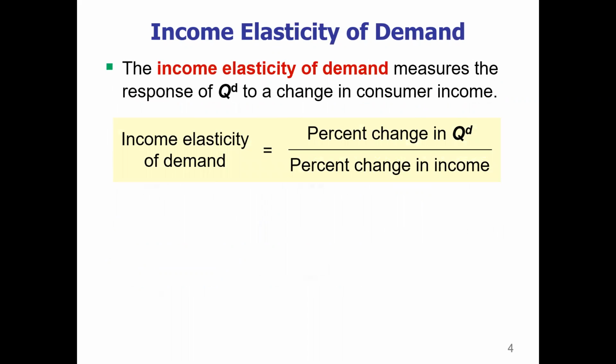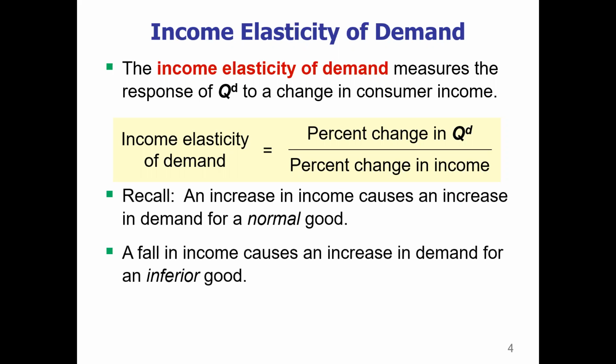It can be measured with a formula, which is this one here. It will give us an answer which we call the income elasticity of demand coefficient. So income elasticity of demand is measured by the percentage change in the quantity demanded divided by the percentage change in the buyer's income. And remember, if the income goes up and the quantity demanded goes up, then that's a normal good. If income goes down and quantity demanded goes down, that's also a normal good. But if they move in opposite directions, if income rises and the quantity demanded drops, then that's an inferior good.